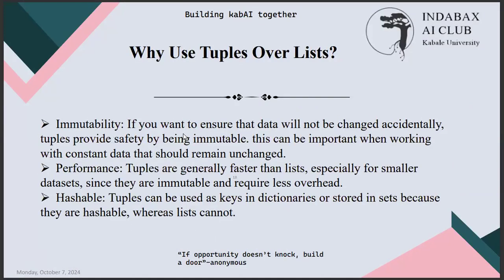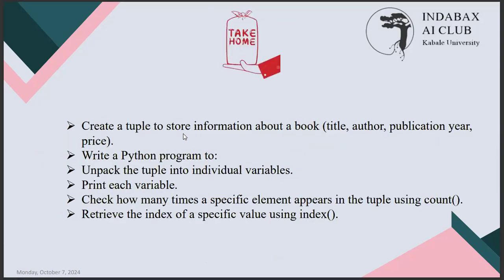Then why use tuples over lists? Have we discussed this? We use tuples over lists when we want to maintain immutability. We don't want data to be changed, when working with constant data that should remain unchanged. Whenever you're building systems and there's some data you want to remain unchanged, you will always go for tuples over lists. Then performance: tuples are generally faster than lists, especially for smaller data sets, since they are immutable and require less overhead. Then hashable, I've explained this concept.